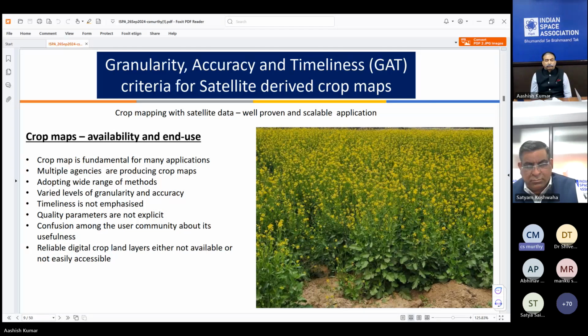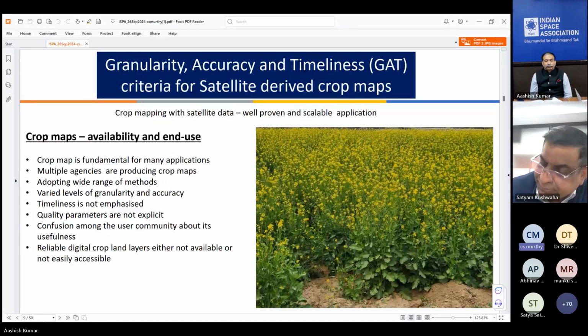So many agencies are now developing them, be they government agencies or private sector agencies. And most of the agencies are claiming their accuracies are more than 90%. And these agencies are adopting a wide range of techniques. Somebody is using random forest, somebody is using deep neural network, somebody is using something else.